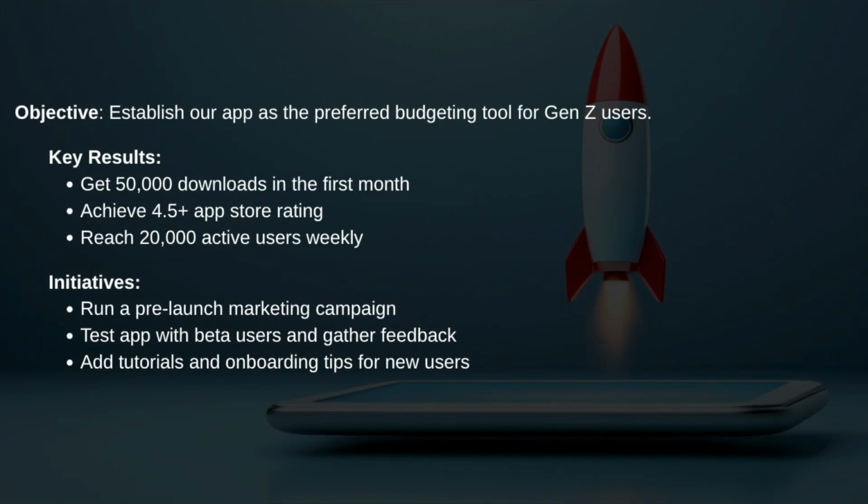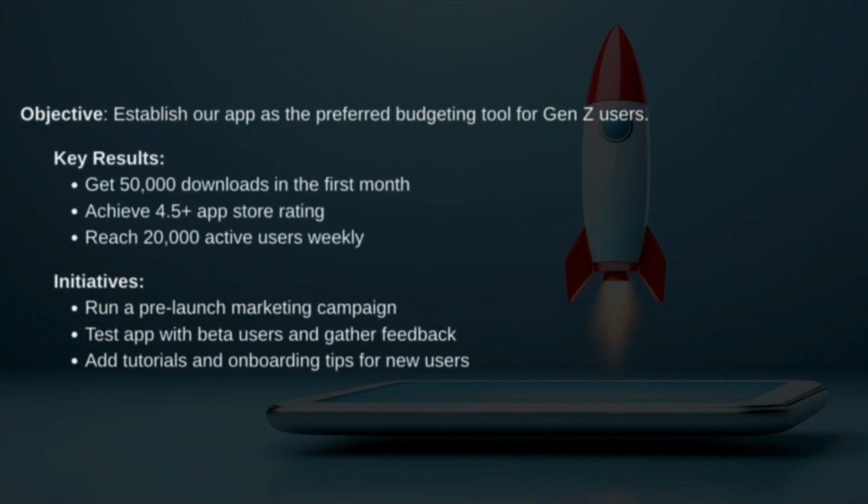Here's another example. Objective: establish our app as the preferred budgeting tool for Gen Z users. Get 50,000 downloads in the first month. Ratings: achieve 4.5 plus App Store rating and reach 20,000 active users weekly. We achieve this by pre-launch marketing campaign, testing with beta users, and adding helpful onboarding tutorials. And that's how OKRs help us stay focused and track progress toward a big launch goal.